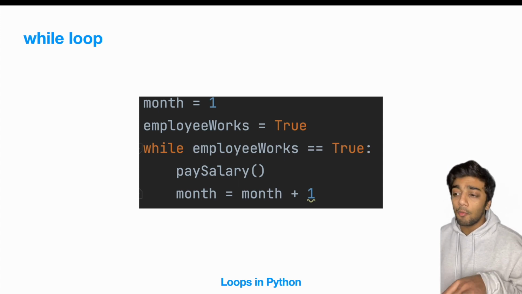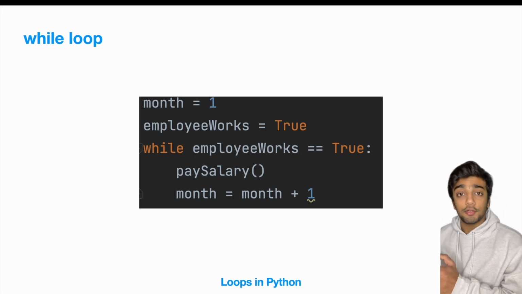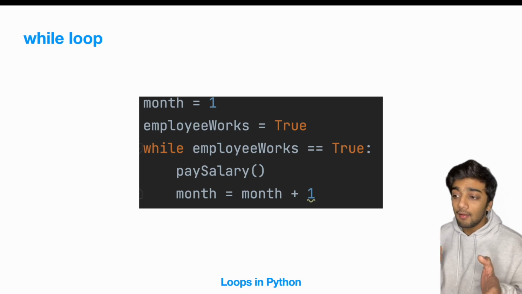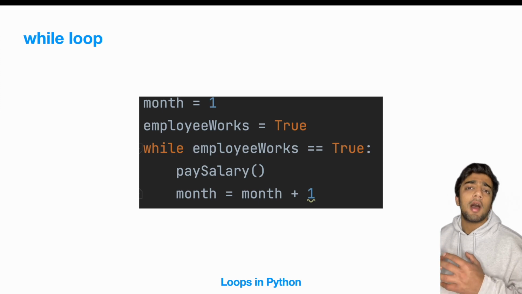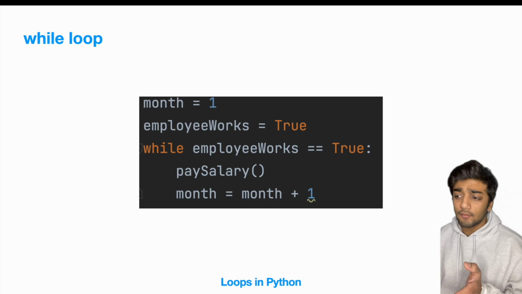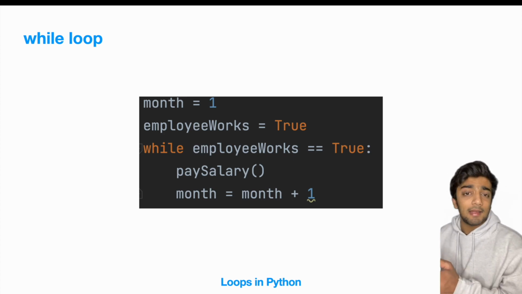Next, you write while employee works equals true. So this is your looping condition. While is a keyword. This tells Python that there's some kind of a loop being written. So while condition, and then just like our if-else statements or our functions, we have the colon, and then with the indentation, we have the body of the loop, which is pay salary, and then we are incrementing the month number by 1.